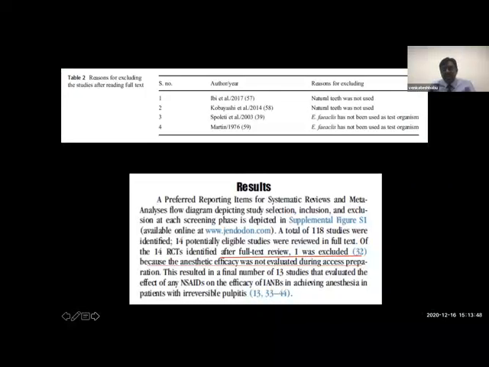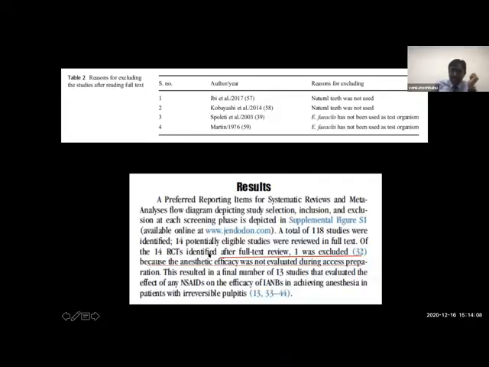What are all the ways to mention that in the manuscript? This is one of the ways: creating a table, saying that this particular table shows you the reasons for exclusion. This is the studies and references. This is the reason. Okay.